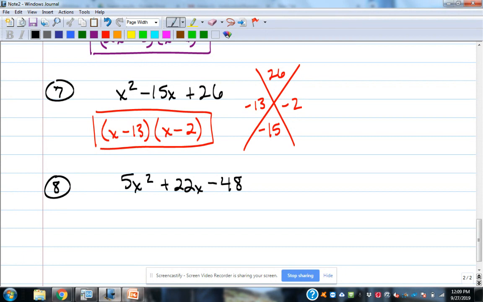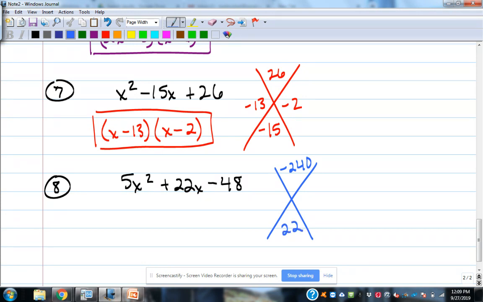All right, so what do we do? X method, GCF. Is there one? No. 5 and 48 don't have anything in common. 22 and 48 do, but that doesn't help us. So what goes on the top? Negative 240. Oh, that's a big number. Slightly large. 22 goes on the bottom.